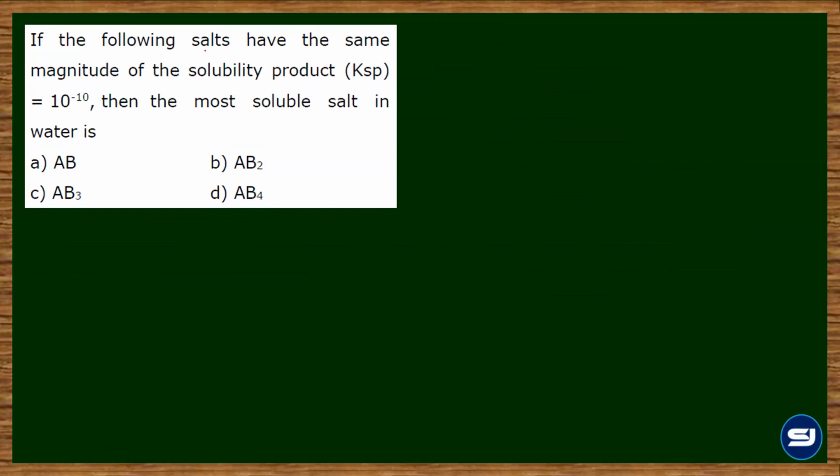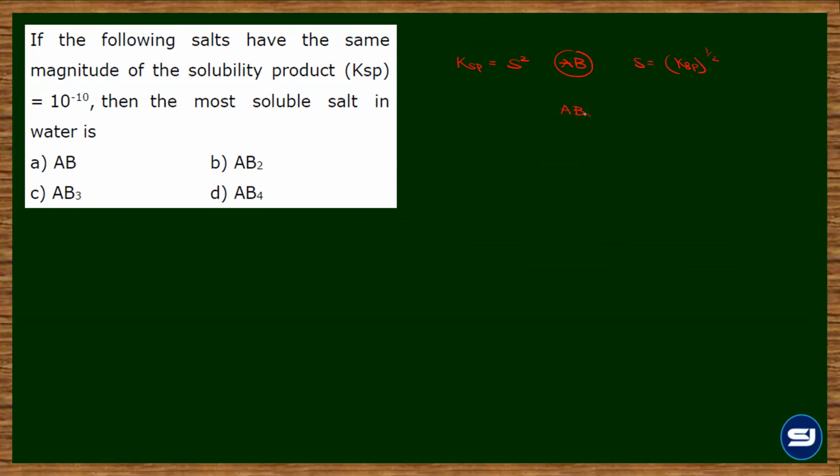Next, if the following salts have the same magnitude of the solubility product Ksp, same Ksp, then the most soluble salt in water is... Now, if you have the same solubility product for most of the salts, then the relation we have is Ksp equal to S squared for the AB type of salt. So the S will be equal to Ksp raised to half.